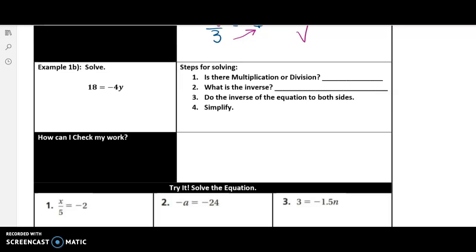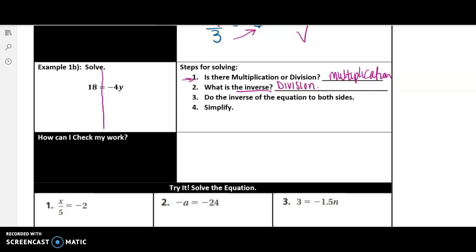All right, part B. So we're going to draw our line down the equal sign. And we need to ask ourselves, first, is there any multiplication or division happening? Well, you'll notice that we have -4 next to the y. This actually means we're doing -4 times y. So we have multiplication. So the opposite, or the inverse, is division.